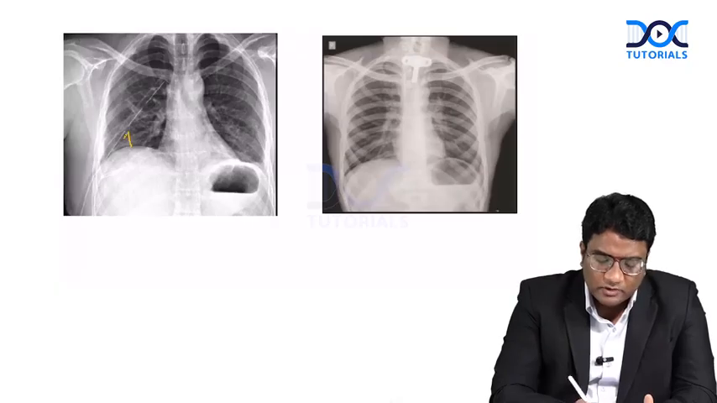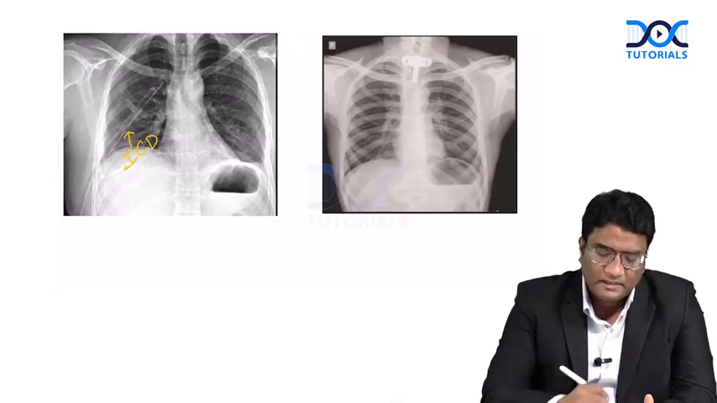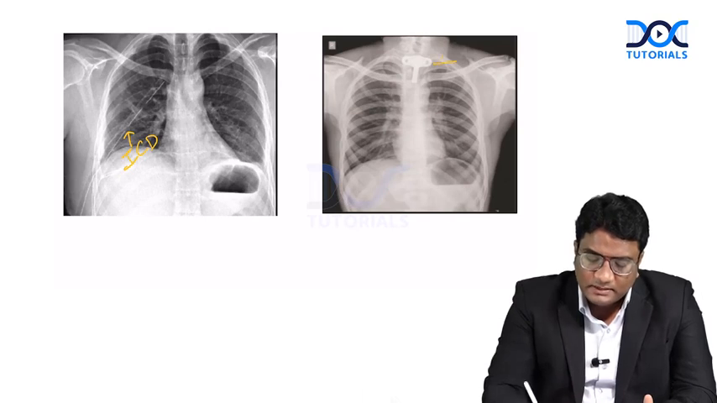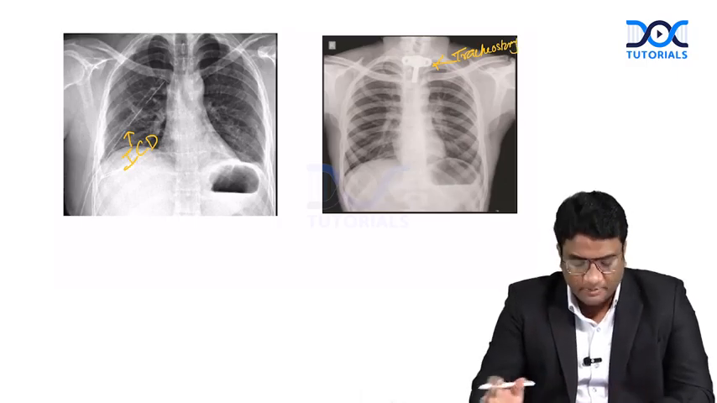What is this tube that you see on the radiographs? This is your intercostal drain, ICD. And what is this tube that you are seeing? This is your tracheostomy tube. This is the tracheostomy, right? So these are different tubes that I want you to keep in mind, that you routinely see on the radiographs.